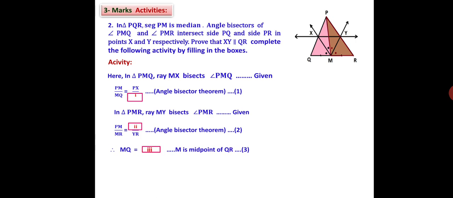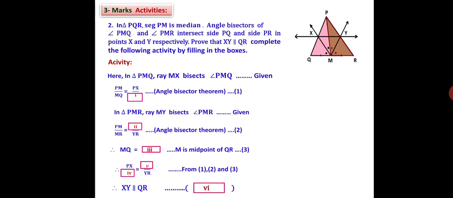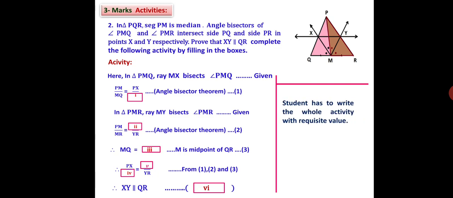So, MQ is equal to box, that is M is the midpoint of QR. Therefore, MQ and what will come, that we will see. Therefore, PX upon box is equal to box upon YR from 1, 2 and 3. Therefore, XY is parallel to QR. It is the sixth one. What are the values in the boxes, that we will see now.